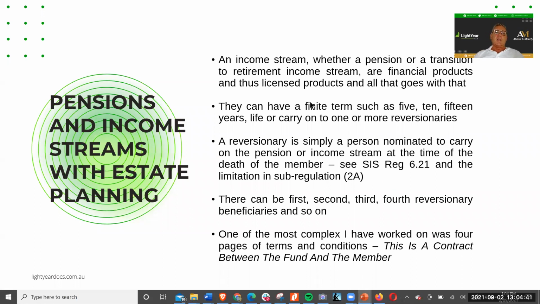So we've got here an income stream, whether a pension or a transitional retirement income stream, of financial products. They are licensed products, but have a look at the ASIC guideline on that one, Info 216, which shows exactly what you can do in terms of income streams. So you're able to tell them about the tax consequences of the income stream, and of adding reversionaries, the tax consequence of each of those. The whole idea is to give the client a focus about all the options, and I've already showed you what all the options are.